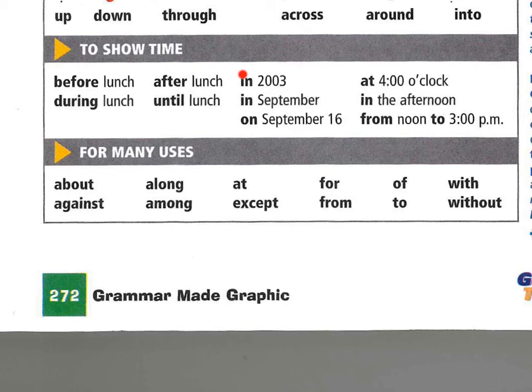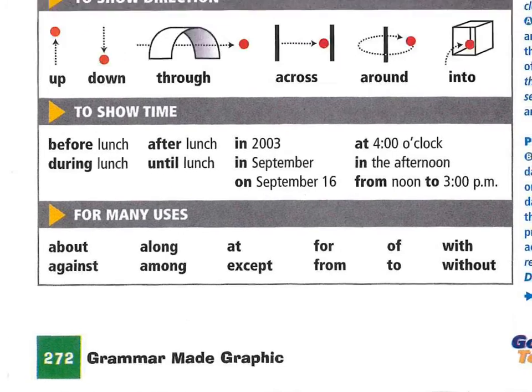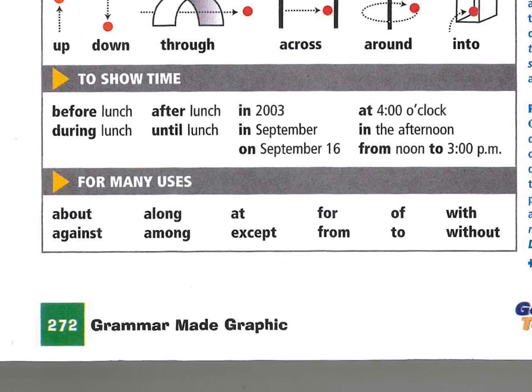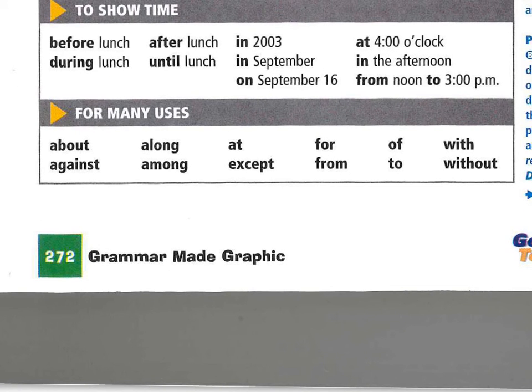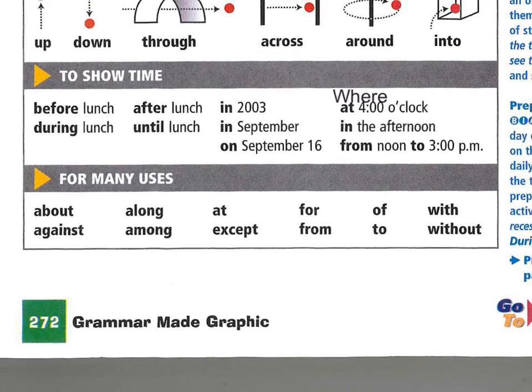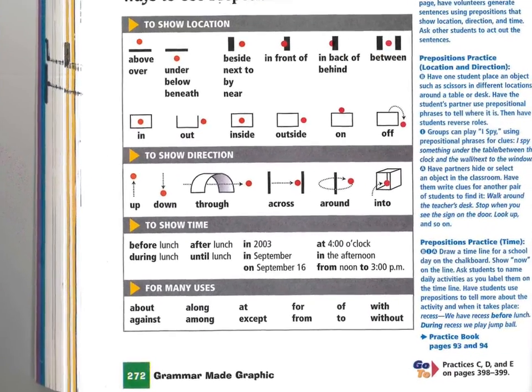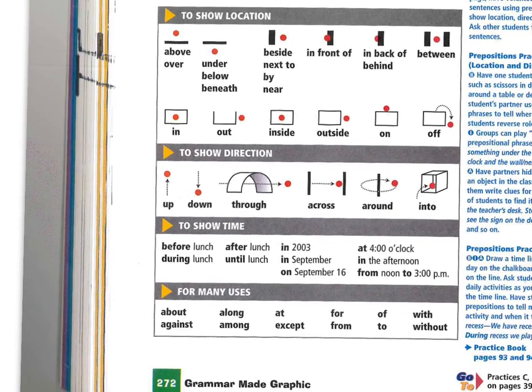So these words are prepositions. The small words that help us explain location, direction, time, and other uses such as connecting ideas. We use these words: about, against, along, among, at, except, for, from, of, to, with, without. There are more prepositions than are on this list. This gives you an example of what prepositions are and how we use them.